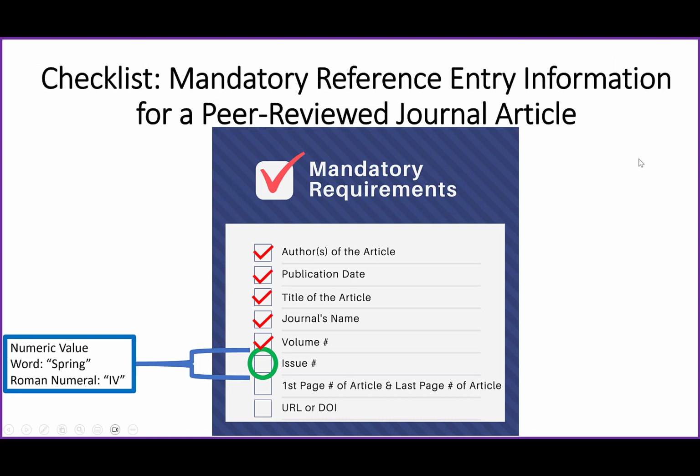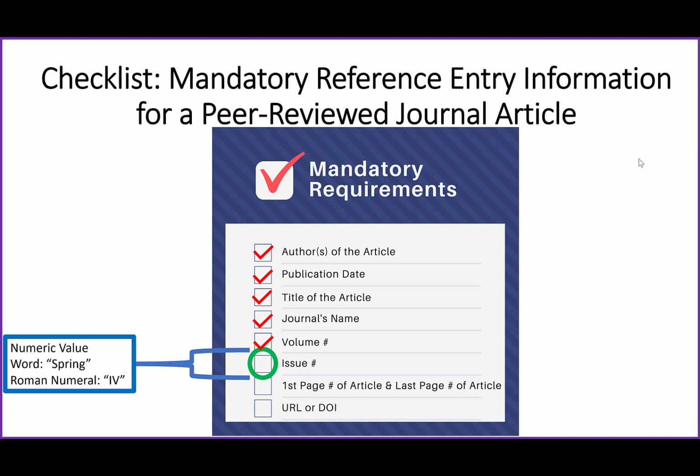Once you've found the volume number, the next bit of information that you need to gather is the issue number. The issue number, or the issue itself, can be written in multiple different ways depending on how often this particular journal is published. So the issue number can be a numeric value, meaning a number. It can be a word, like the word spring. So if the journal is published one journal per season, you might see winter, spring, summer, or fall. It can also be written in Roman numerals, for example, 4.